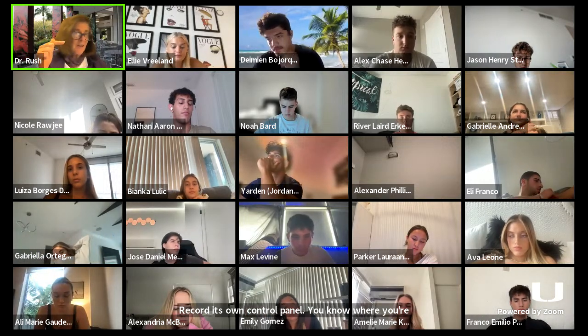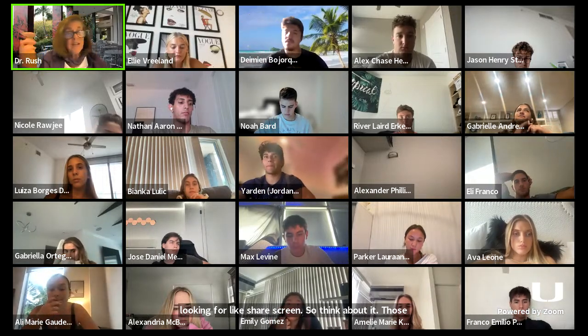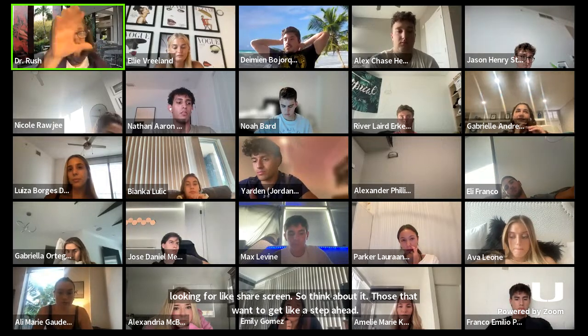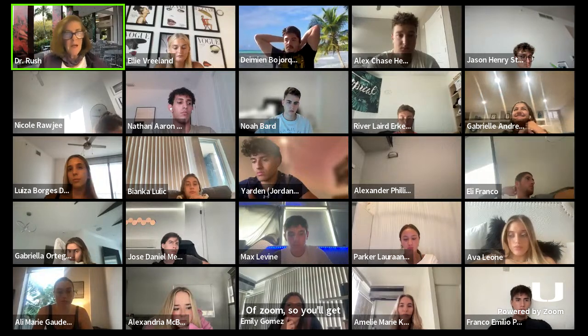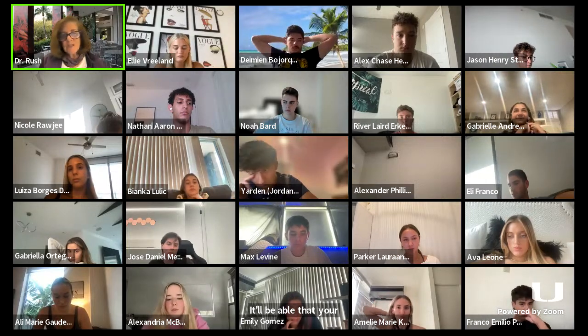Zoom doesn't record its own control panel, where you're looking for like share screen. So think about it. Those that want to get a step ahead, there's screen recordings that you can go on top of Zoom, so you'll get everything listed there, that your end user, when they're looking at their documentation, can use.